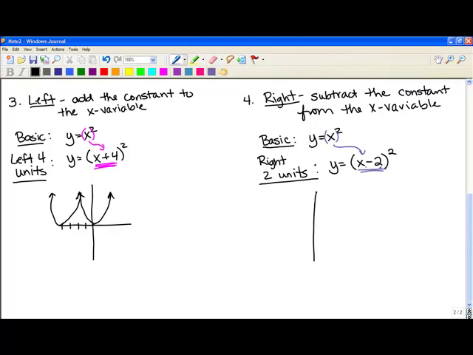Now the graph of this would look something like that. This is y equals x squared, our basic graph. And moving this to the right 2 units would put the graph here in that general shape. So those are the first 4 types of transformations that we have: up, down, left, and right.